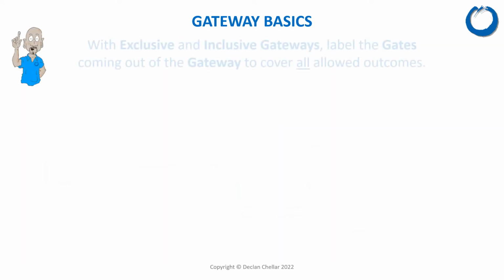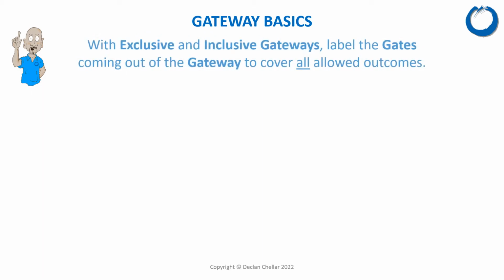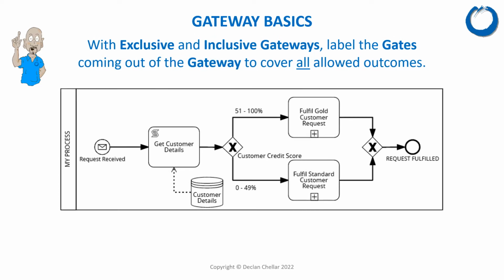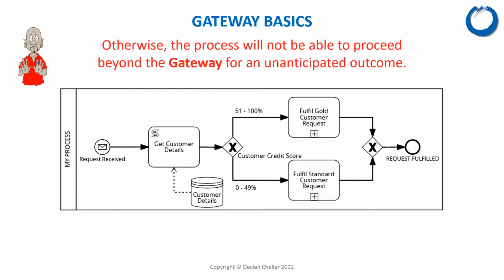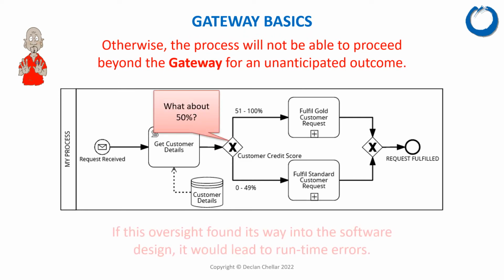With exclusive and inclusive gateways, label the gates coming out of the gateway to cover all allowed outcomes. Otherwise, the process will not be able to proceed beyond the gateway for an unanticipated outcome. If this oversight found its way into the software design, it would lead to runtime errors.